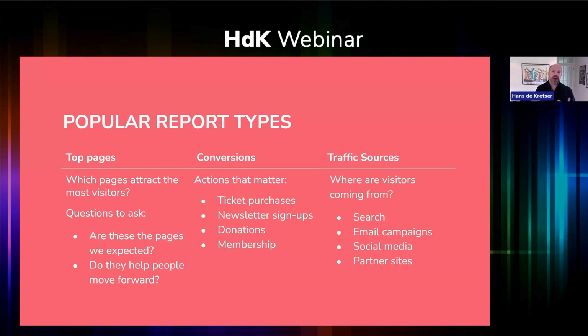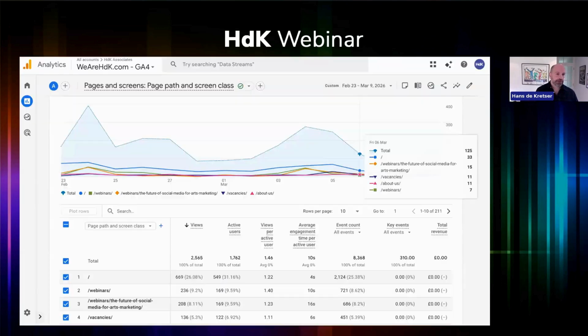And then finally, traffic sources. Where do the visitors come from? Do they come from search? Do they come from email campaigns, social media, partner websites, those sorts of things? So top pages, conversions, traffic sources. If you get into the habit of focusing on those three, there's a lot that you can achieve to create impact through your website.